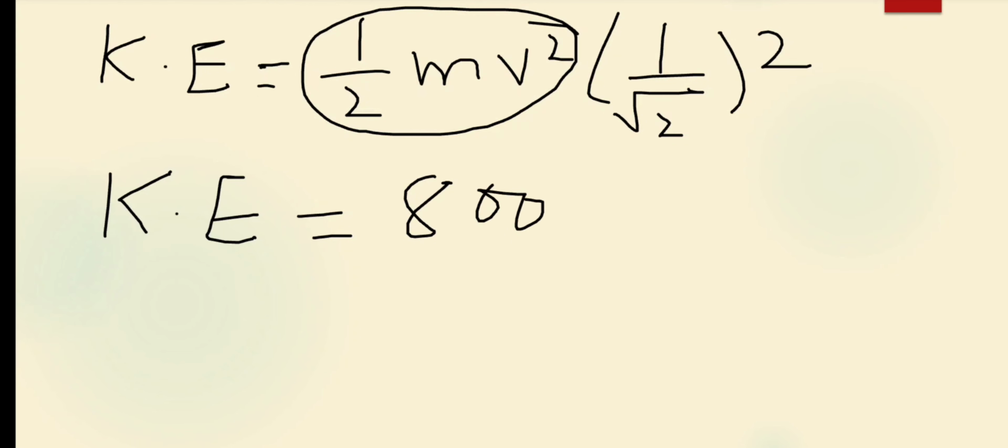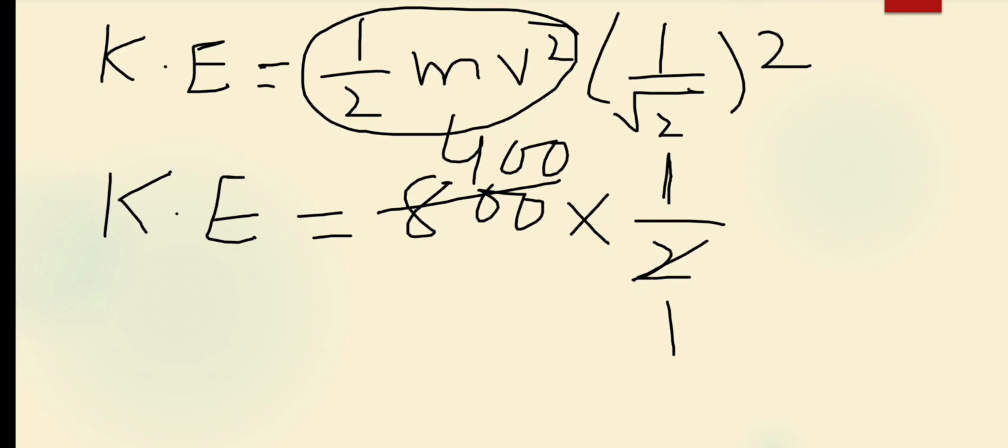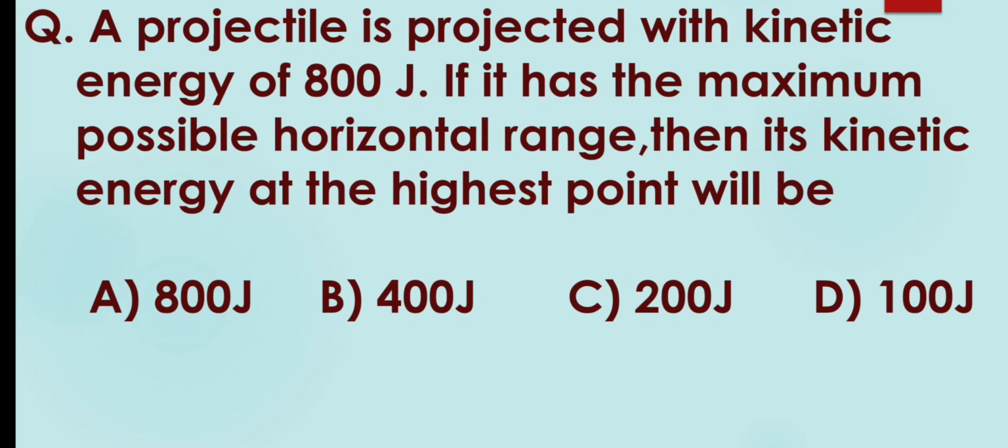800 into the square of 1, which is 1, and the square of root 2, which is 2. So 2 ones are 2, 400 times on 800. So the kinetic energy at the highest point is obtained as 400 joule. So the correct option is B, 400 joule.